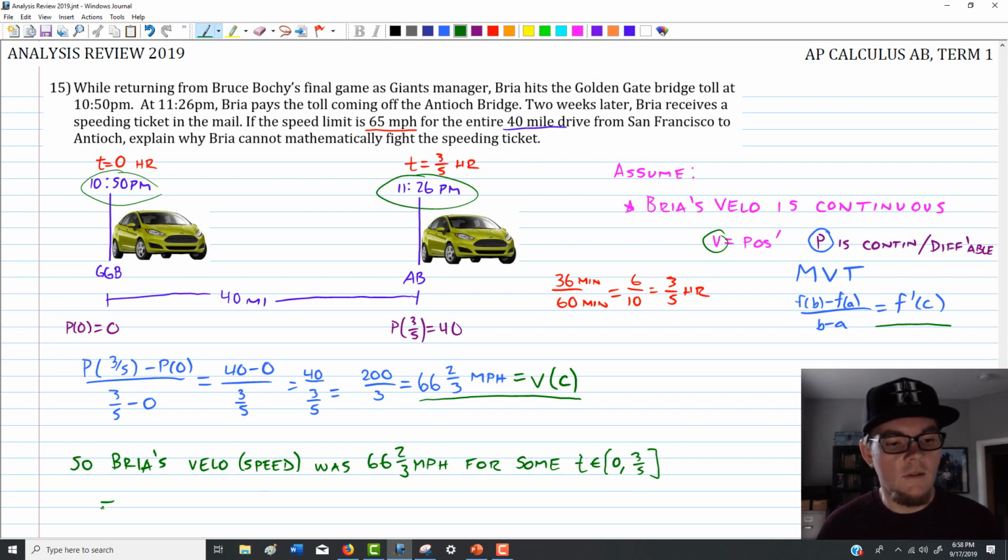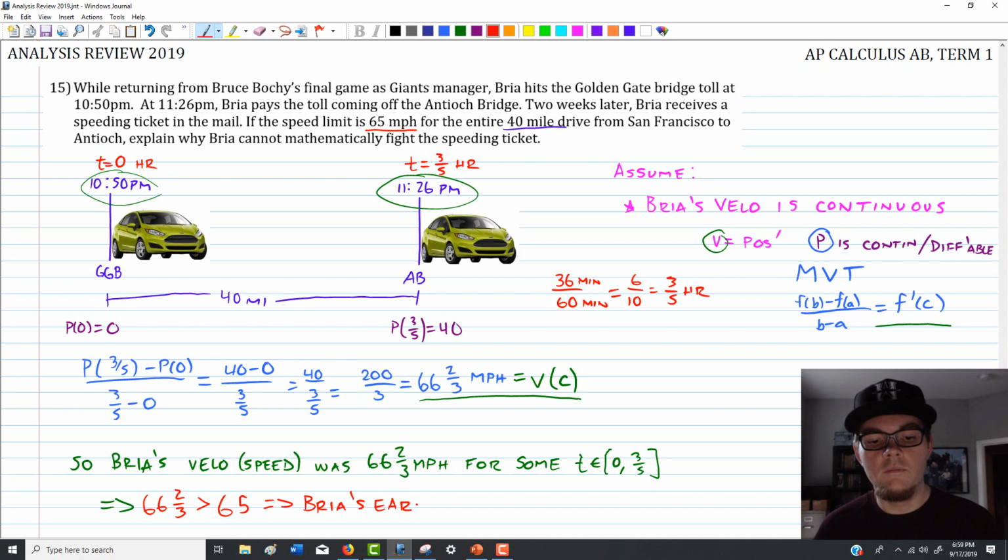What that means is that we can then take into account the fact that the speed limit of 65, unfortunately, 65 is smaller than her speed at that instant. So unfortunately what that means is Bria earned the ticket.